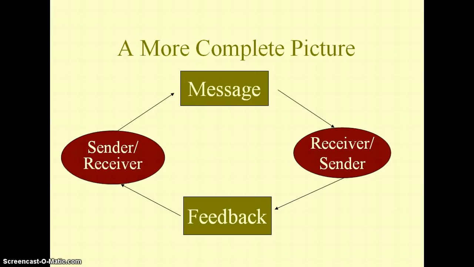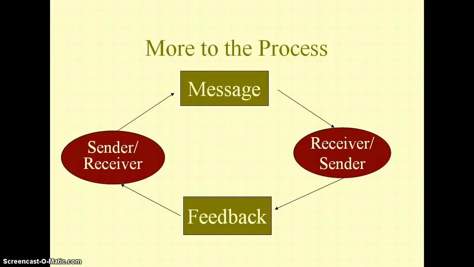Now, it's not always that simple, and it doesn't always work as smoothly. There's more to the process. The sender needs to encode their message. The sender receiver encodes their message, and the receiver sender encodes their feedback. When I choose to say hello or smile, I need to encode it in such a way that it is very likely it will be received correctly.